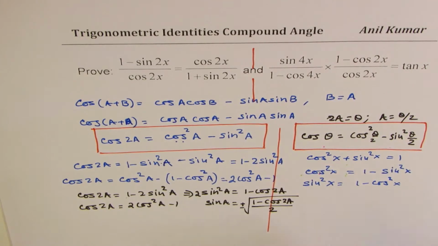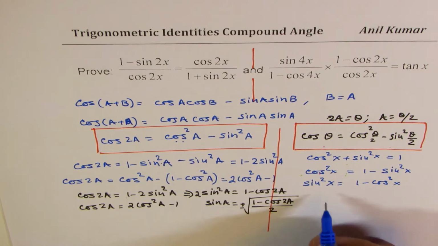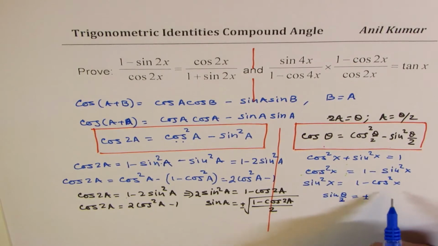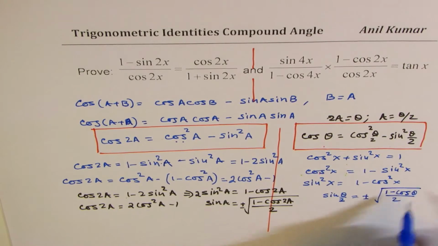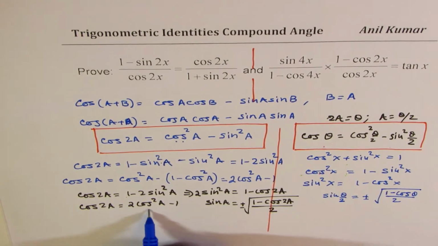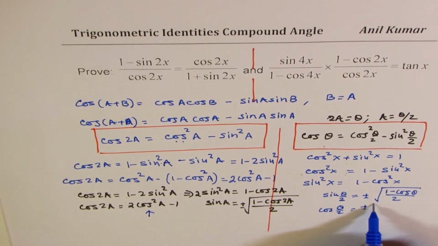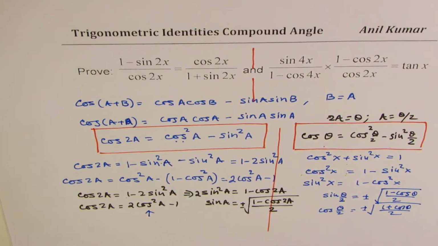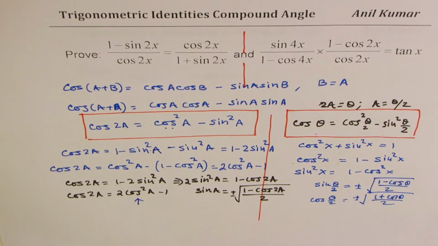So I could actually rewrite this in terms of half angle and write this as sine theta by 2 equals plus minus square root of (1 minus cos theta) over 2. Similarly, if I reorganize this equation, I get cos theta by 2 equals plus minus square root of (1 plus cos theta) over 2. So that's a quick reminder of all these relations. And now we will take up both these identities. Okay.